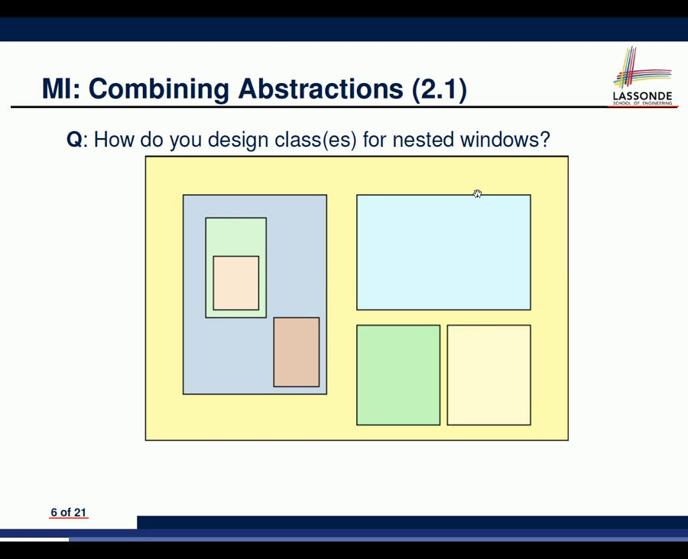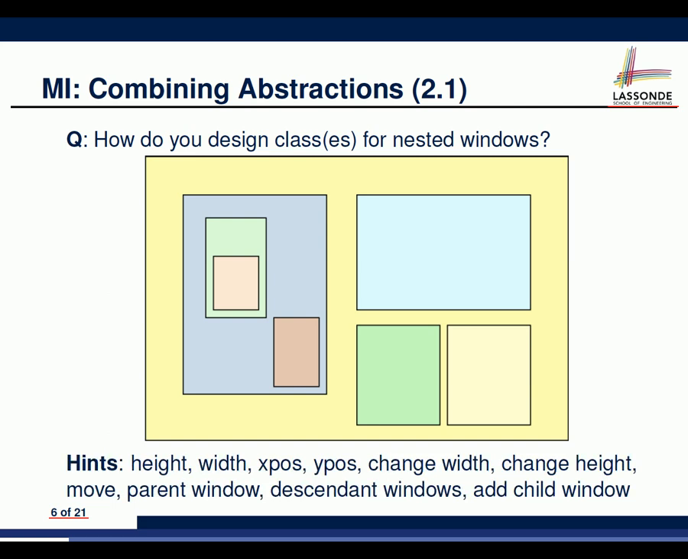I'll give you a little hint. Let's say these are all the features for the window. We may have height, width, x position, y position. We can change the width, change the height, and move the window. We can see what the parent window is. For example, the parent window for the blue one is the yellow one, the containing window. You can also get the descendant windows. How many descendant windows do we have for the green one? Just one, the orange one. So you can get a parent window, get descendant windows, and also add a child window into the window itself. These are the features we would like to support.